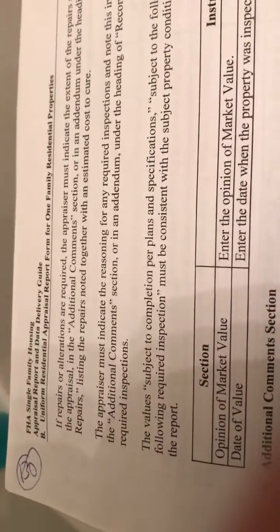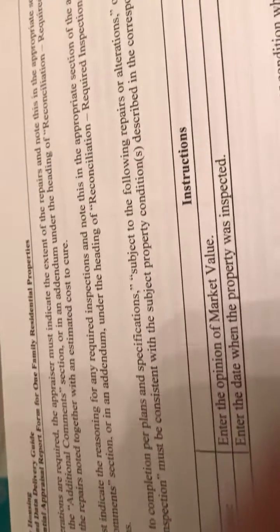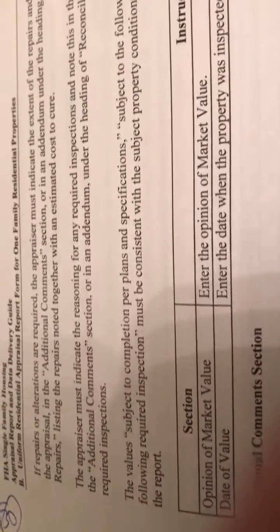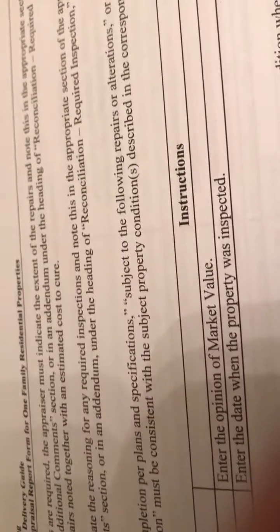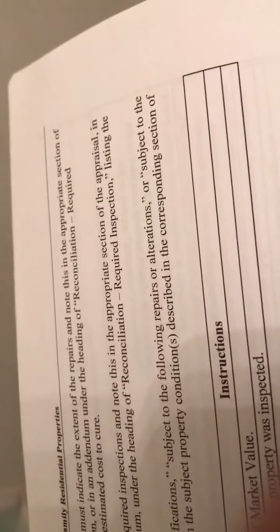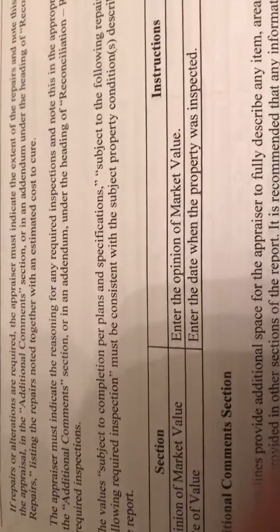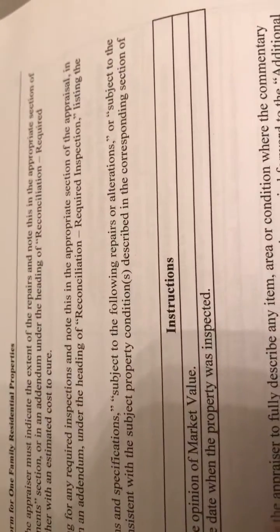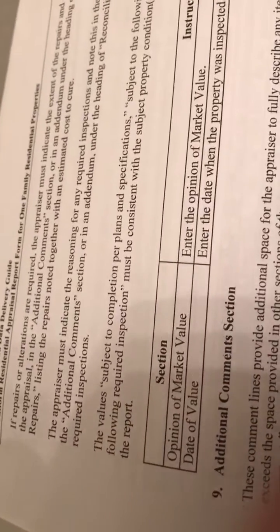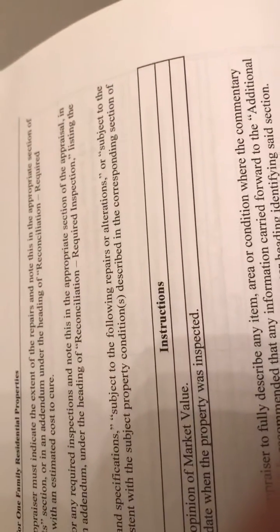The appraiser must indicate the reasoning for any required inspections and note this in the appropriate section of the appraisal, in the additional comment section, or in an addendum under the heading of reconciliation required inspection, listing the required inspections. The values subject to completion per plans and specification, subject to the following repairs or alterations, or subject to the following required inspection, must be consistent with the subject property conditions described in the corresponding section of the report.